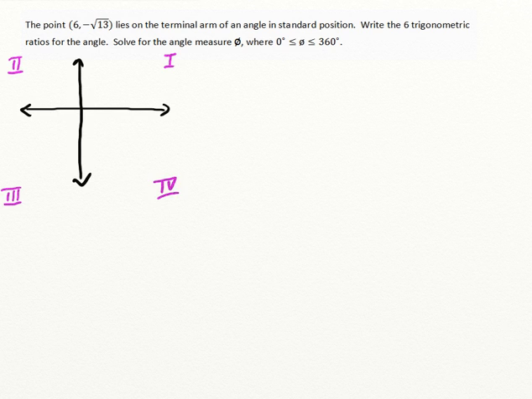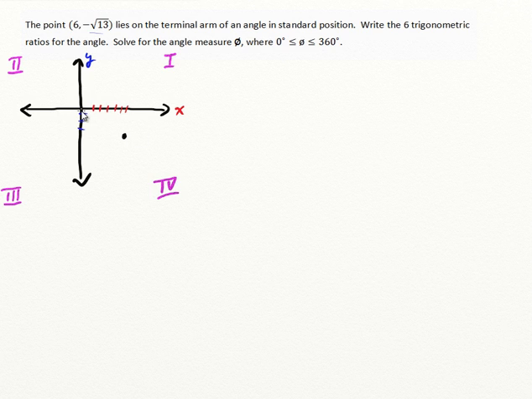Okay, so this point here has 6 for the x value, so it's positive 6, 2, 3, 4, 5, 6, so maybe over around there, and that's on the x-axis, and it has negative root 13 in the y direction, which is down around there, and that's on the y-axis. So the point is going to end up being right about there.